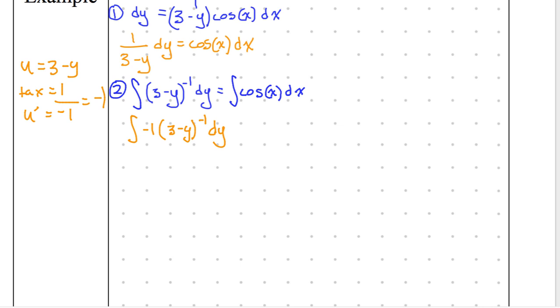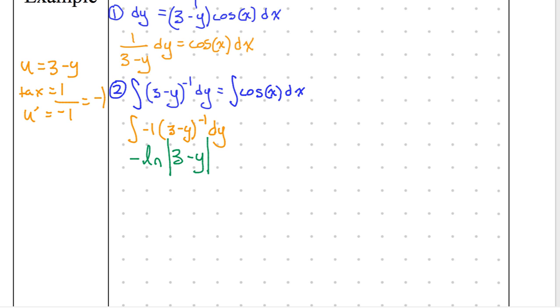Negative natural log of 3 minus y. Did you say absolute value? Yeah, okay. Good. That's the left-hand side. Don't forget that. This one definitely needs absolute value. That's the reason this one is so hard, is to get rid of that absolute value.